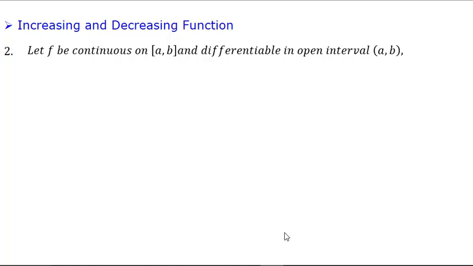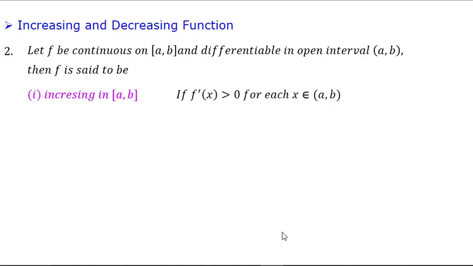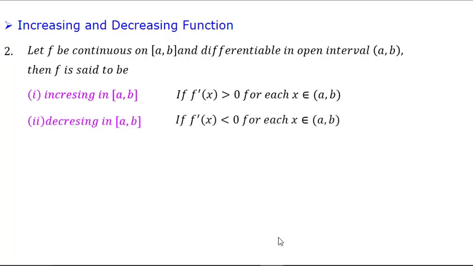So let f be a continuous function on [a, b] and differentiable in the open interval (a, b). Then f is said to be increasing in (a, b) if f dash x is greater than 0 for each x belonging to (a, b). So what we have to do is just see that f dash x is greater than 0 for all values of x. Then I will say that it is an increasing function. And it is decreasing in (a, b) if f dash x is less than 0 for each x belonging to (a, b). So this is how we are going to use differentiation.